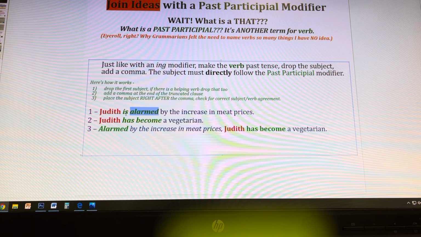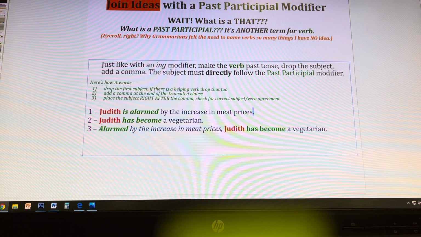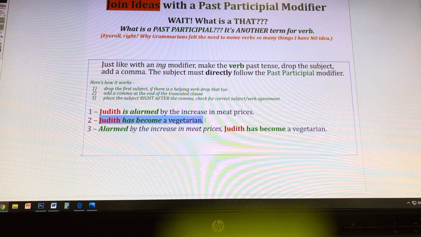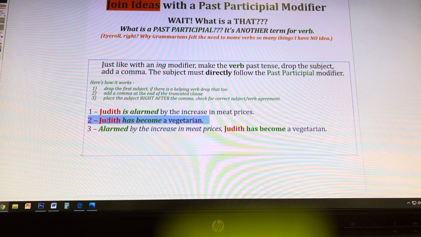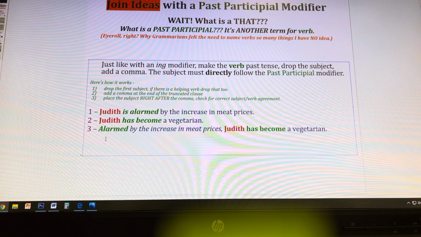So that works. Now remember, we're going to drop the subject that's affiliated with the verb that we're changing, so we're going to throw that one away. We're going to say alarmed by the increase in meat prices. Then we're going to do exactly the same thing that we did in the previous ing modifier. We're going to put a comma there instead of a period, and we're going to stick it on the front in front of this full sentence here, which is short and needs help. Judith has become a vegetarian, but it is a complete thought. So we're combining the two ideas.